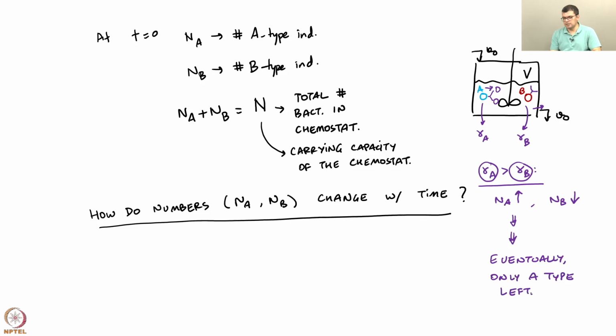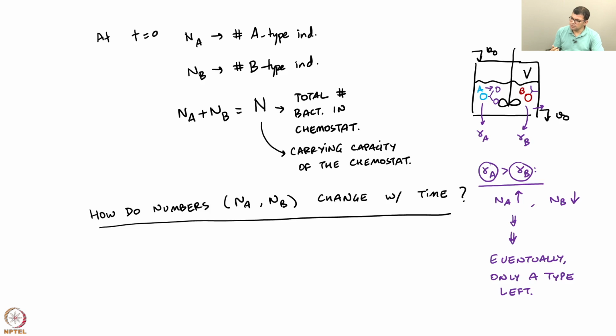And similarly, the opposite argument works as well: if RB is greater than RA, then as we move forward in time, B type individuals will replicate faster, they will outcompete the A type individuals, and eventually B type will take over the chemostat. On the other hand, if RA is equal to RB, both species are growing at exactly the same rates, then their relative frequencies should stay the same.